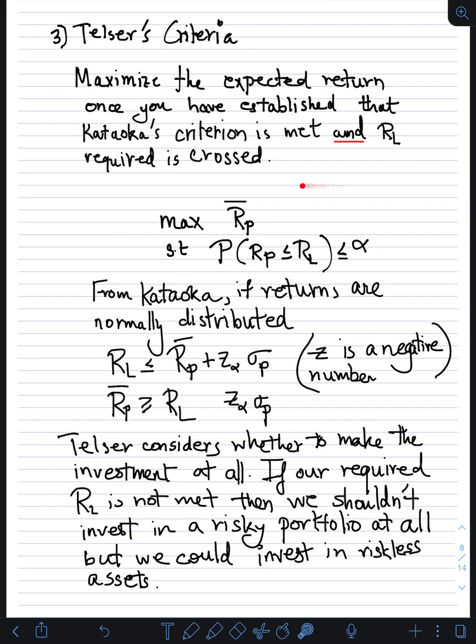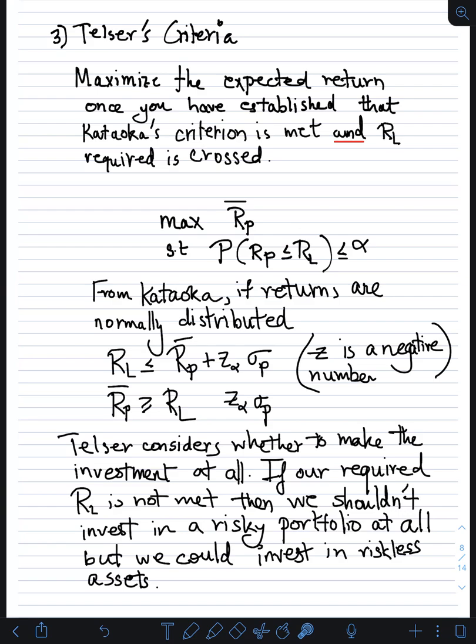So in mathematical formulation, it would be maximize the RP bar, which is the expected return, such that the probability that your portfolio return falls below that minimum specified return is less than alpha. So we're locking that area in just like we did in Kataoka. If the returns are normally distributed, so we're assuming a distribution to make our calculations easier, then RL is less than or equal to RP bar plus the Z associated with that alpha times sigma P.